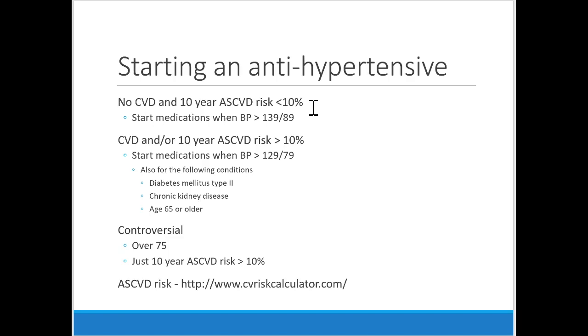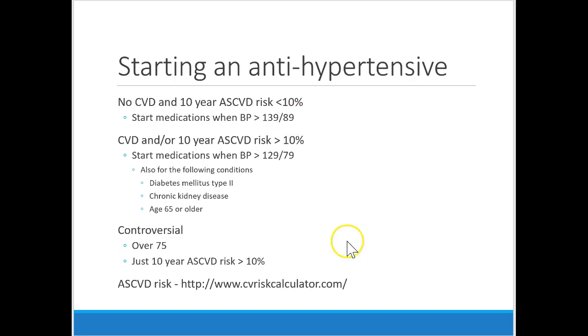Again, that's a little controversial. Can we give our older patients a little bit of a break here? But current recommendations would say you should start an older person on a blood pressure medication when they're above 129 over 79. Controversial would be for people over 75 with just a 10-year risk of 10%. Again, that's that elderly controversy. Can those guys, and gals, I should say, get a break because they are over 75? It can be really hard to manage those types of patients.